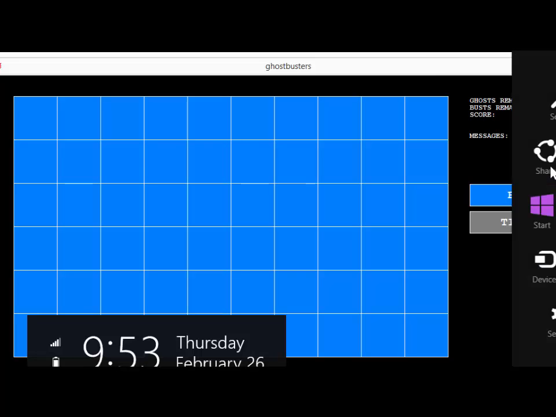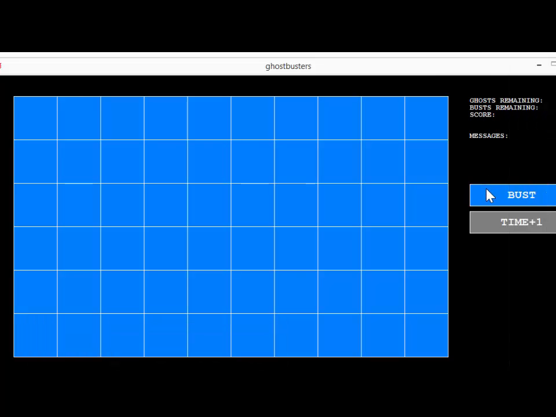We have a bust action available. If we select that, then we can pick any of the squares and fire our gun, so to say. If we hit the ghost, we're good, we win. If we don't hit the ghost, that's it, the game is over and we lost. The other action we have available, which we can take multiple times, is a sensing action. We can decide to sense anywhere in this grid. What does it mean to sense?